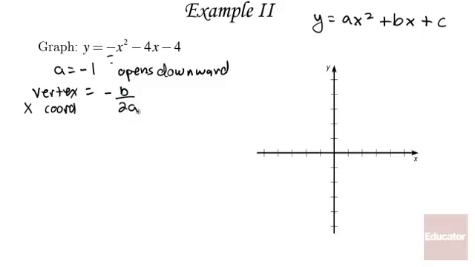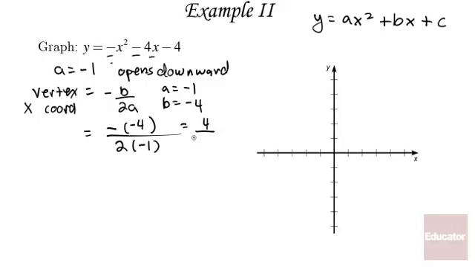negative b over 2a. I have a equals negative 1, b is negative 4. So that's going to give me negative 4 over 2 times negative 1. Okay. So this is going to give me a positive 4 over negative 2, which is going to give me negative 2. So the x value for the vertex is negative 2.